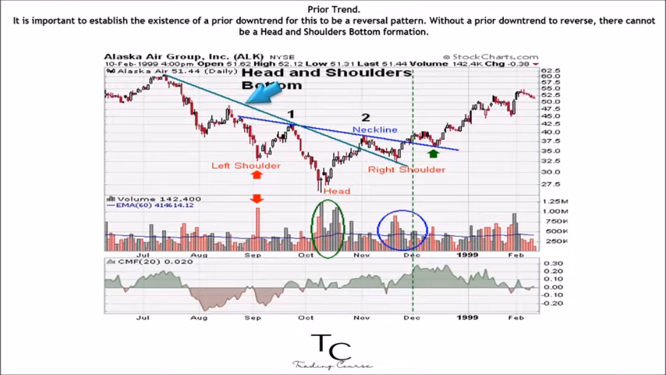Prior trend. It is important to establish the existence of a prior downtrend for this to be a reversal pattern. Without a prior downtrend to reverse, there cannot be a head and shoulders bottom formation.